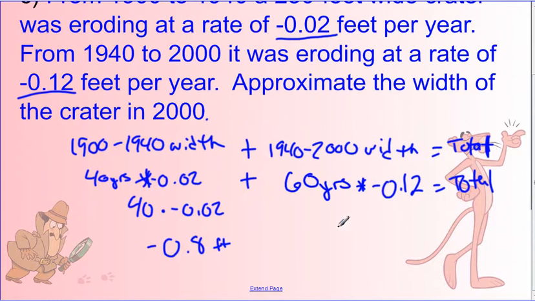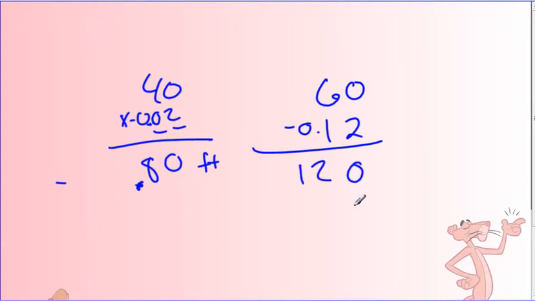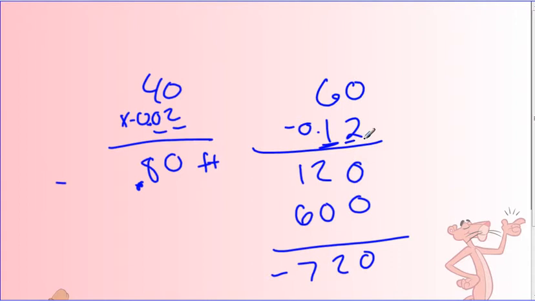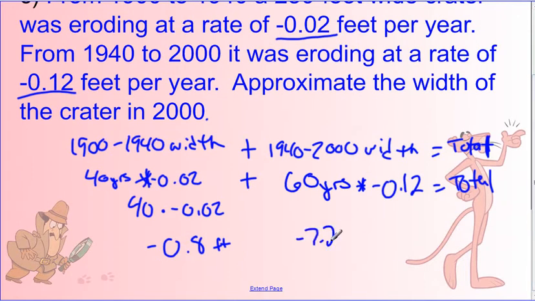Okay. Now what about in this 60-year period? In that 60-year period, it was negative 0.12 feet. So that's 0.12 times 60, which gives 7.2. There are two numbers after the decimal, so we got a negative 7.2 feet.